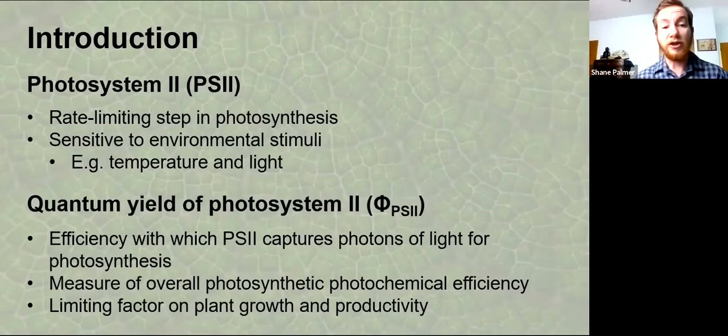And a related term is the quantum yield of photosystem 2. And this is a measurement of how efficiently photosystem 2 is able to capture and use those photons for photosynthesis. And since photosystem 2 is the rate limiting step, it's a good overall measure of photosynthetic efficiency in plants.